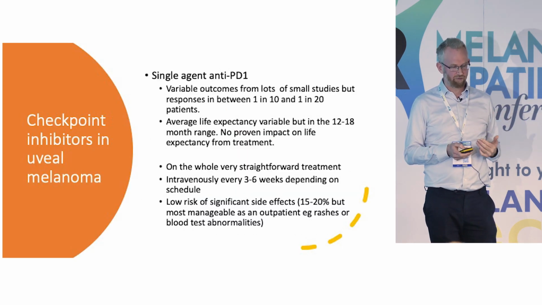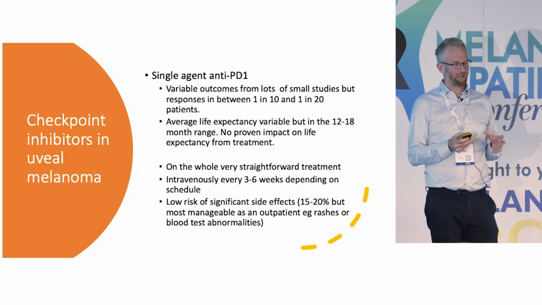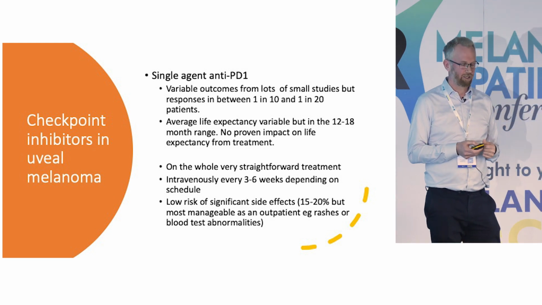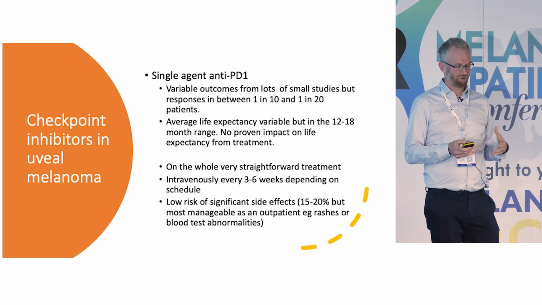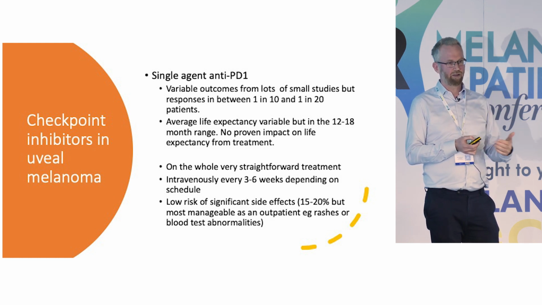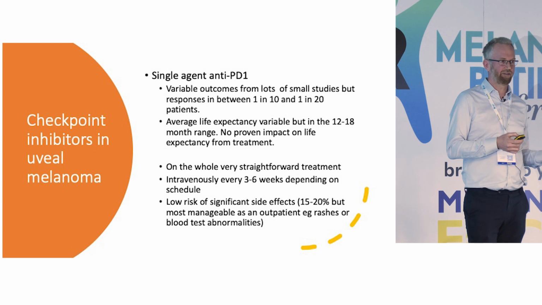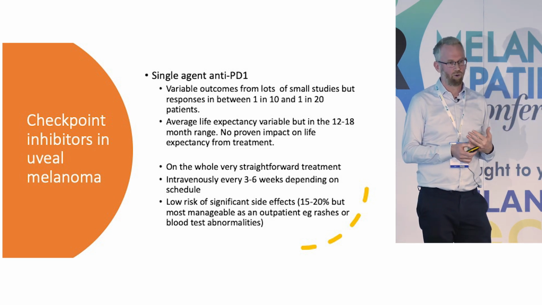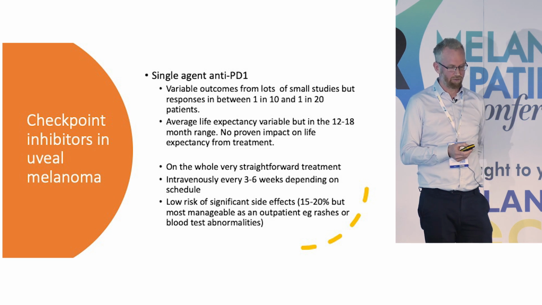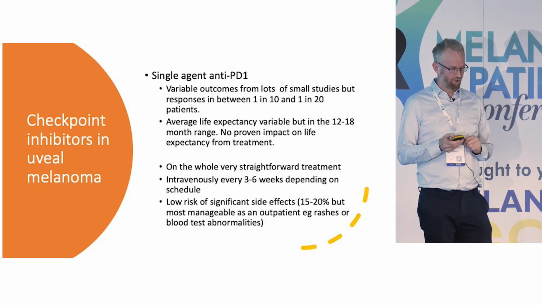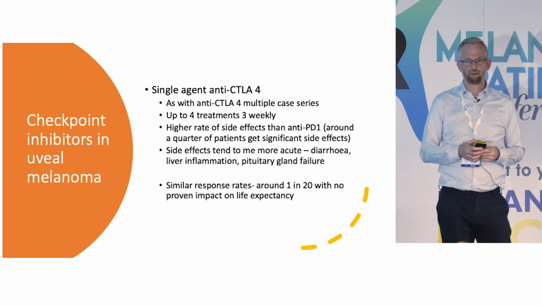If we look at responses in uveal melanoma, in the different small trials, these range from 1 in 10 to 1 in 20 patients gaining benefit from anti-PD-1, and even in some trials as low as 3%. So a very small likelihood of benefit, unfortunately. And the average life expectancy on the anti-PD-1s has been in the 12 to 18 month range, which is unclear as to whether that's been changed by the immunotherapy or whether that is just similar to patients untreated, unfortunately. You all know a lot about the latter bit, so I won't say anything about that.